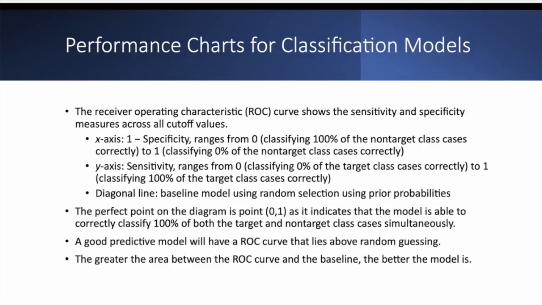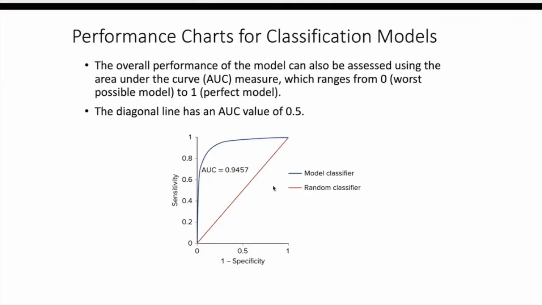The third and final one is the ROC curve. This shows the sensitivity and specificity measures across all cutoff values, and how accurately the model is able to classify both target and non-target cases overall. So what is the x-axis? The x-axis is equal to 1 minus specificity, and it ranges from 0 to 100%. The 0 means 1 minus specificity is 0, which is classifying 100% of the non-target class cases correctly. But the value of 1 means classifying 0% of the non-target class cases correctly, because it's 1 minus specificity.